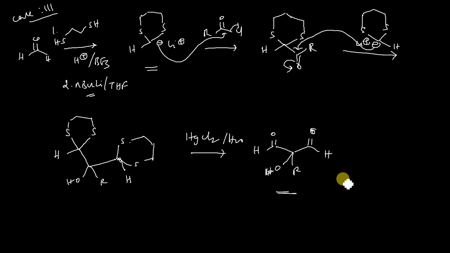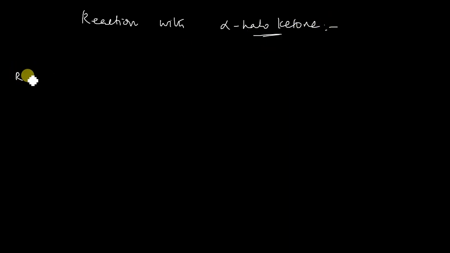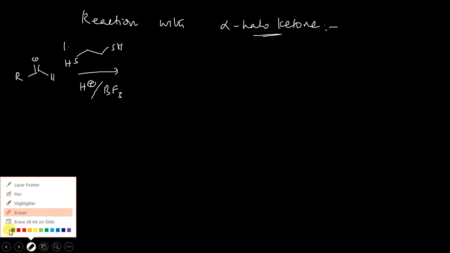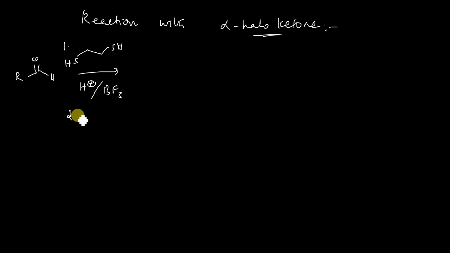The next application is the reaction of this lithiated 1,3-dithiane with an alpha-haloketone. As you know how to generate this lithiated 1,3-dithiane: by treatment of this carbonyl compound with 1,3-propanedithiol in the presence of protic acid or Lewis acid, followed by treatment with the base, which generates a lithiated 1,3-dithiane.